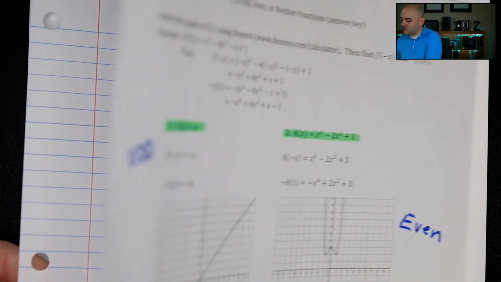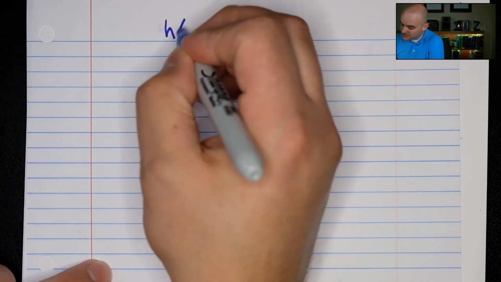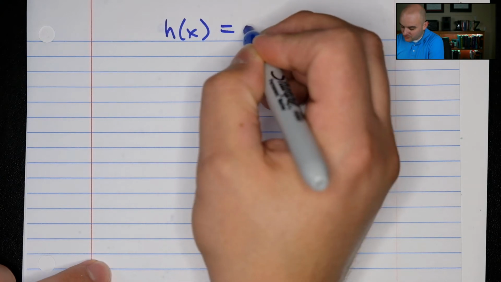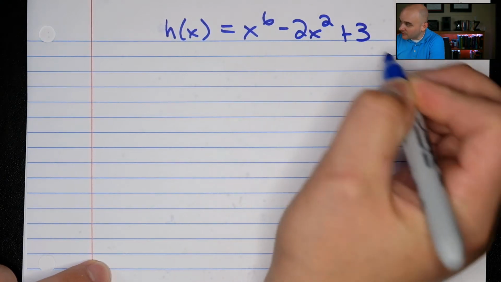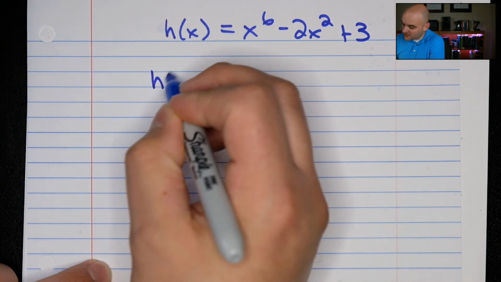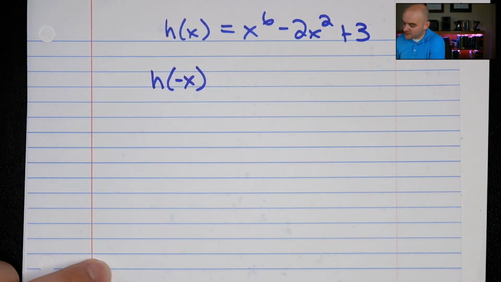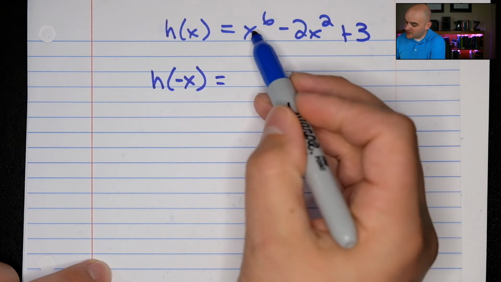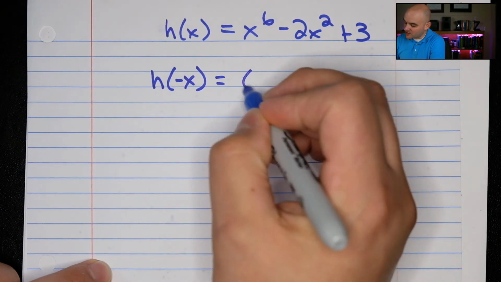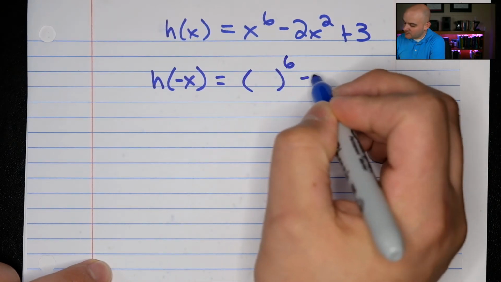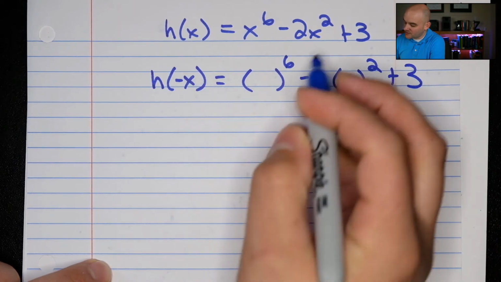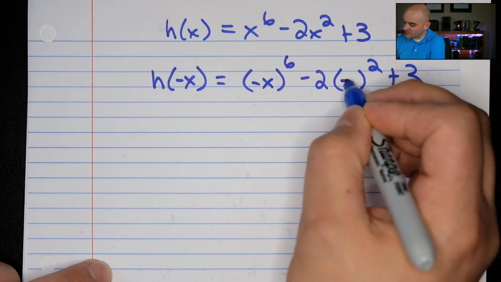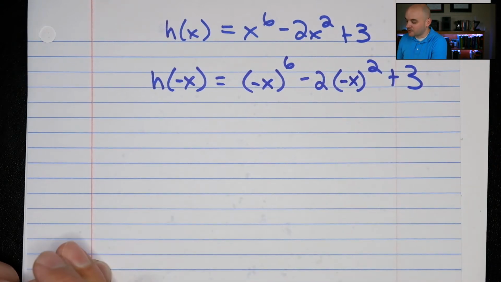But if we look at number 2, let's work through number 2 together. It's saying that h of x is equal to x to the 6 minus 2x squared plus 3. Let's first find the h of negative x. Now remember what we did with this. We said everywhere we see an x, we're going to put a set of parentheses. And then I'm going to substitute negative x in for x there.